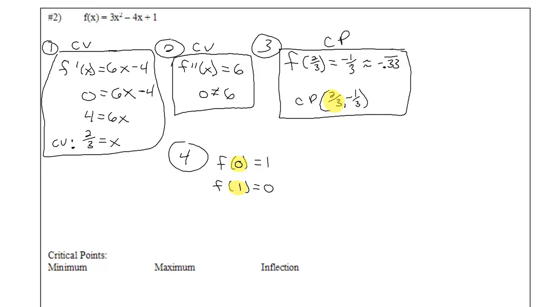Now I'm comparing those y values with the y value in my critical point. A 1 is above negative 1/3. A 0 is also above negative 1/3. So if all the neighboring points are above, that makes this a minimum at 2/3, negative 1/3.